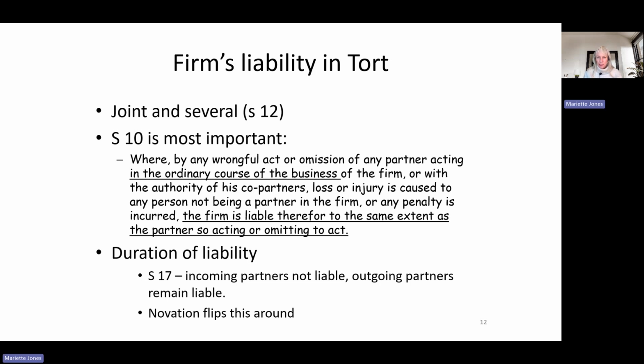And finally, Section 17 deals with how long that liability lasts. New partners aren't on the hook for things that happened before they joined, but partners who leave can still be liable for things that happened while they were part of the firm, unless there's what's called a novation, which basically transfers that liability to someone else. So the key takeaway here is that in a partnership, liability doesn't just belong to one person, it's shared, and it can follow you even after you've left unless it's formally resolved.